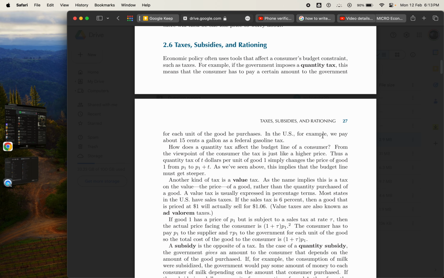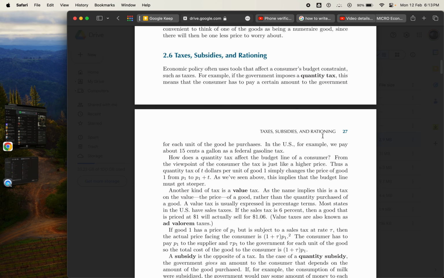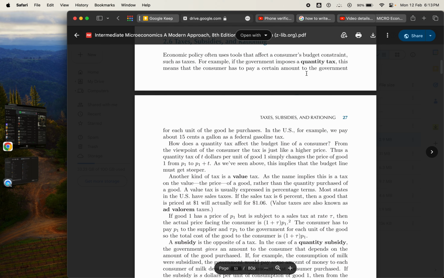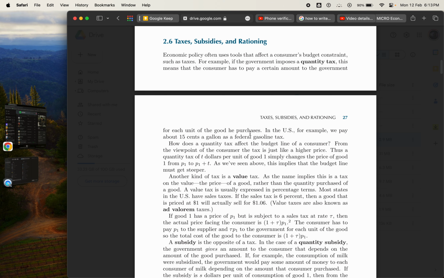Let's see. Tax. Tax has a lot of effect on the quantity consumed of a good and also the price. So, if a government, let's suppose, there's a quantity tax, that means the tax is on the quantity, each unit of the good the person purchases.